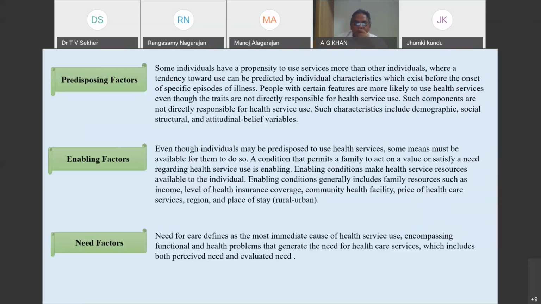Now, what are the enabling factors? Enabling factors are conditions that permit a family to use health services. Enabling conditions make people able to use the health services. These generally include family resources, like the monthly per capita expenditure of the family, the level of health insurance coverage, community health facilities, the price of healthcare services, and the region and place of residence, like rural versus urban.